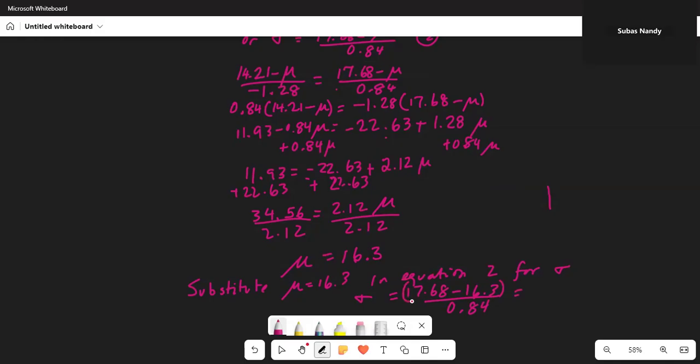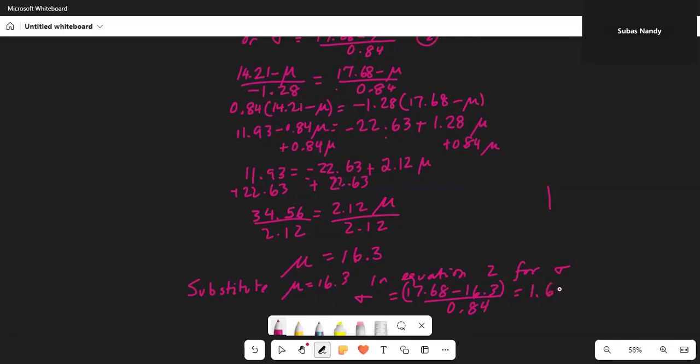So I'll put the left parenthesis, 17.68 minus 16.3, then the right parenthesis, divided by 0.84. And the answer is 1.60.